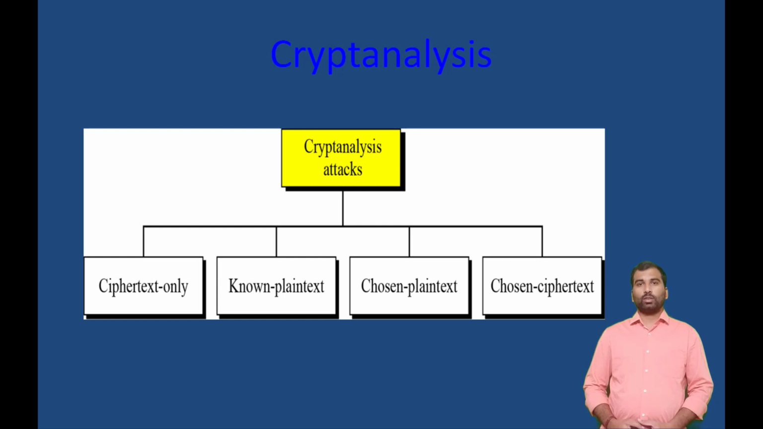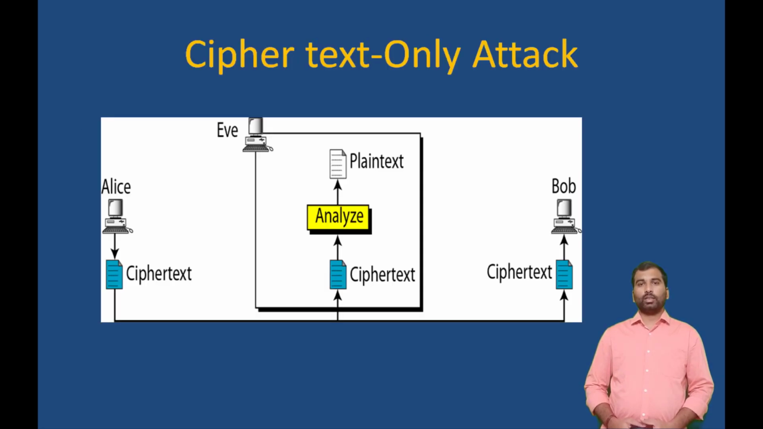So coming to the first one, the ciphertext only attack. You can see the diagram here. In the ciphertext only attack, the encrypted message is available for the attack. But because the language is known, a frequency analysis could be attempted. In this situation, the attacker does not know anything about the contents of the message and must work from the ciphertext only.